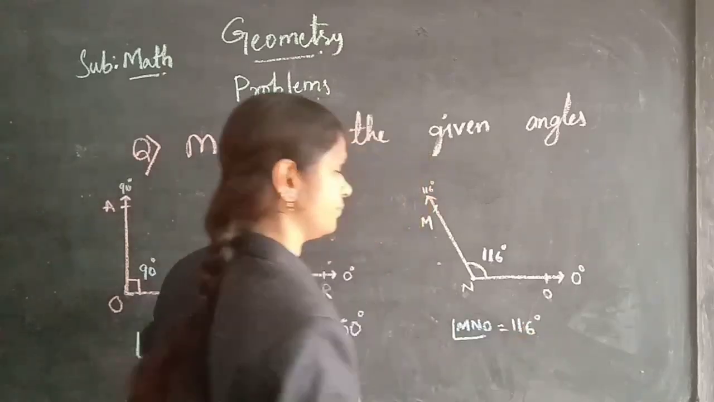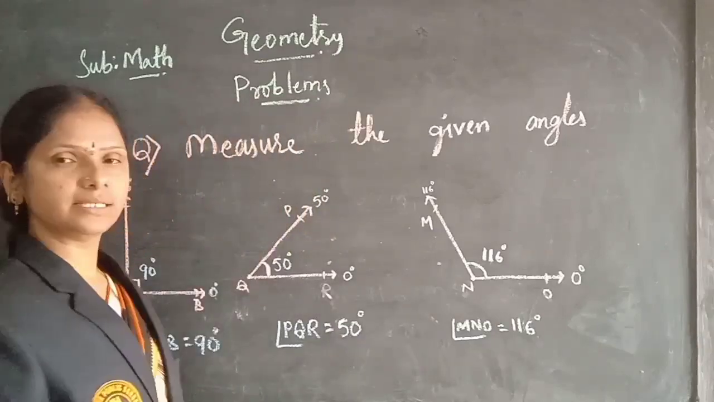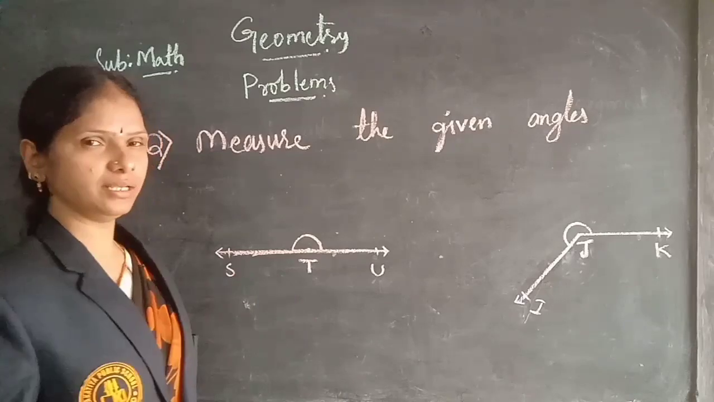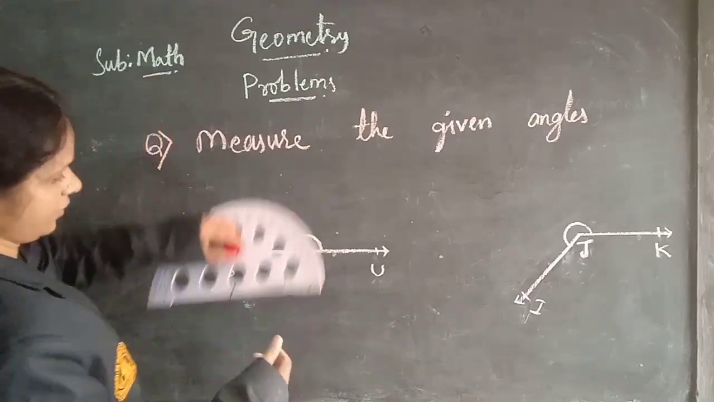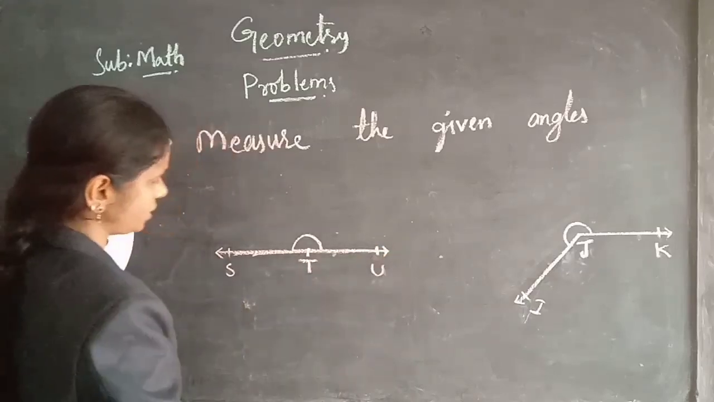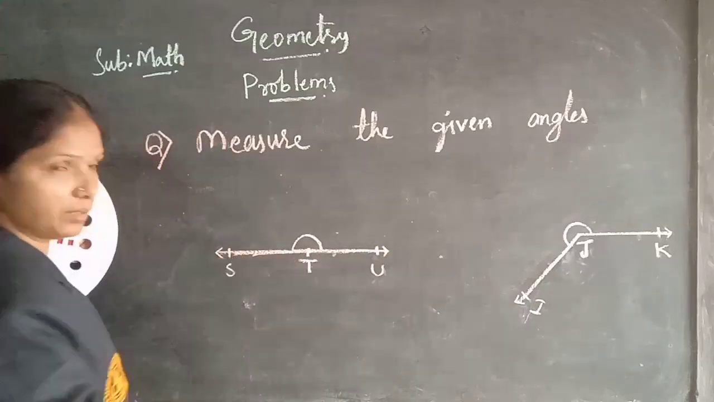116 degrees. So these are the angles, children, of the given figures. Next, measuring angles. See here, this is the initial ray, from here to here, children. From here to here is the terminal ray.